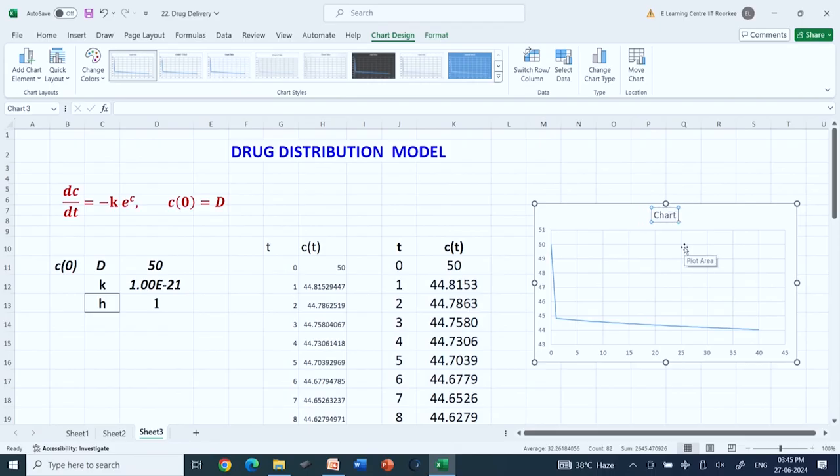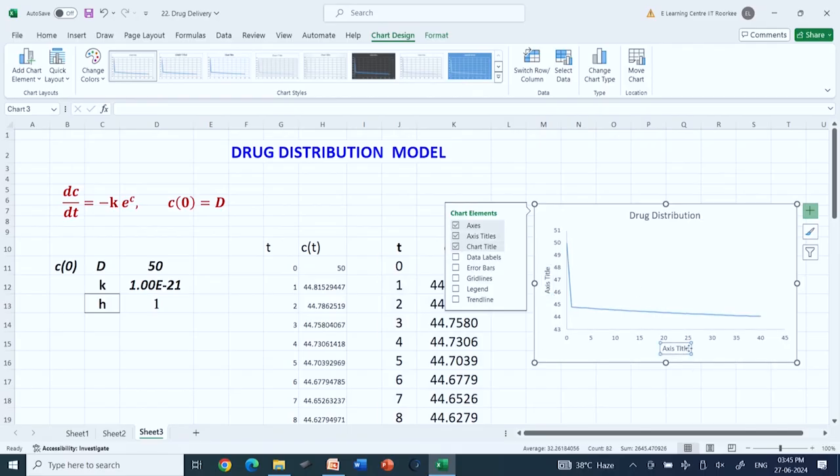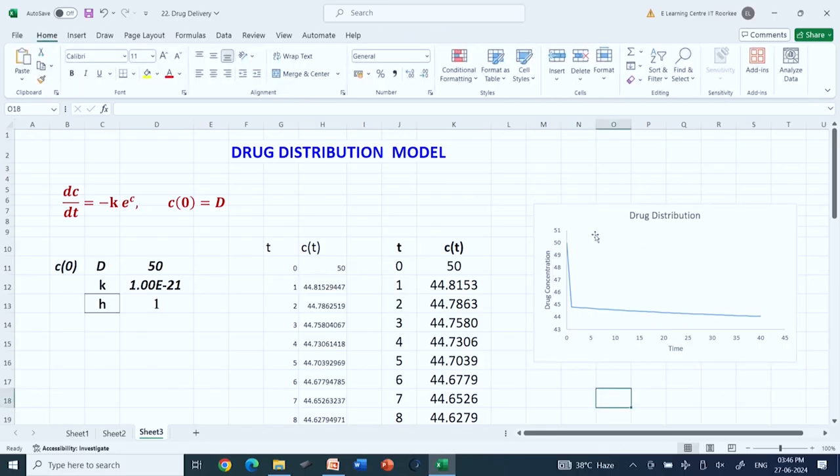I format them a little, say drug distribution. See what is my name, drug distribution, same. And I choose this, I remove the grid lines, I choose the axis title, and this is the time. And this is the concentration of the drug. Okay, so you can see there is a sharp fall and then it is going to some steady value.